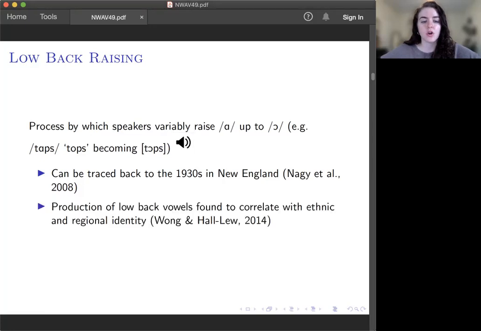And production of these low back vowels, although not identical to the raising in Eastern New England, has been found to correlate with ethnic and regional identity. So Wang and Halu 2014 found that Chinese American communities in New York City and San Francisco produce low back vowels in differing ways that correlated with indexing Asianness and regional identity.